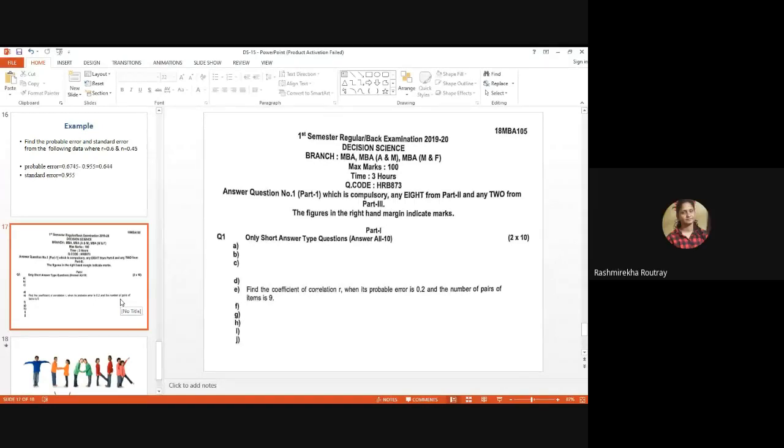Moving to the next question. This question appeared in 2019 and 20, especially as a 2-mark question. Find the coefficient of correlation r when its probable error is 0.2 and the number of pairs is 9. So here the probable error is 0.2 and n is 9. Calculate this to find the correlation.